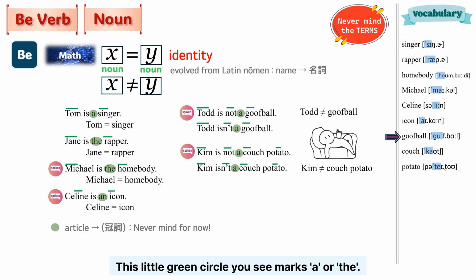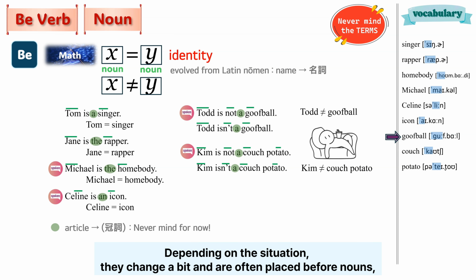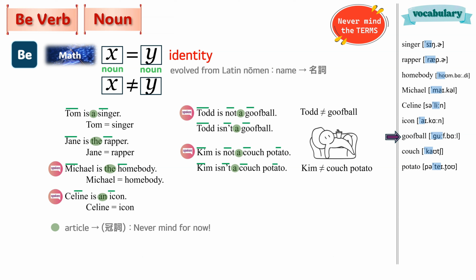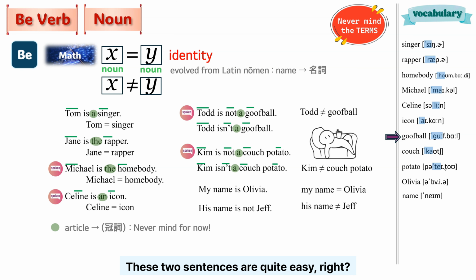This little green circle, you see, marks a or the. These are called articles. Depending on the situation, they change a bit and are often placed before nouns. But for now, we'll just ignore them. These two sentences are quite easy, right? Still, if you look at stress placement, the intonation works like this.